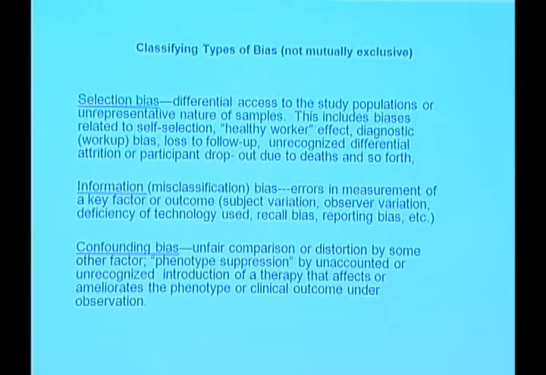There can be phenotype suppression by unaccounted or unrecognized introduction of a therapy. If you're trying to study whether something causes hypertension or not, but you don't recognize that something is being administered to people in your population to block their hypertension, and they don't have that phenotype, and your records aren't able to capture that, or there's an irregular usage pattern, you can get errors in that dimension as well.